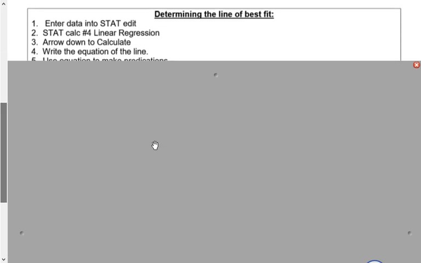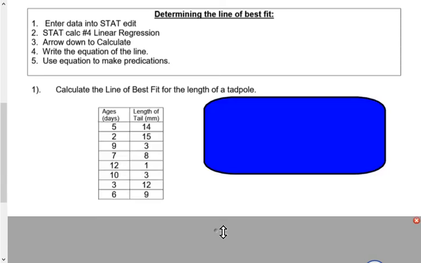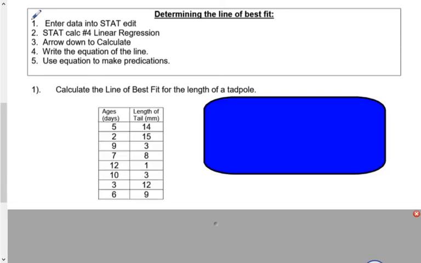So we're going to do that today with the length of a tadpole. So here are the steps. Step 1, you enter your data into the stat edit mode of your graphing calculator. Step 2, you hit stat calc. You select number 4, which is a linear regression. Step 3, you arrow down to calculate. Step 4, you write the equation in slope-intercept form. And step 5, you use the equation to make a prediction.